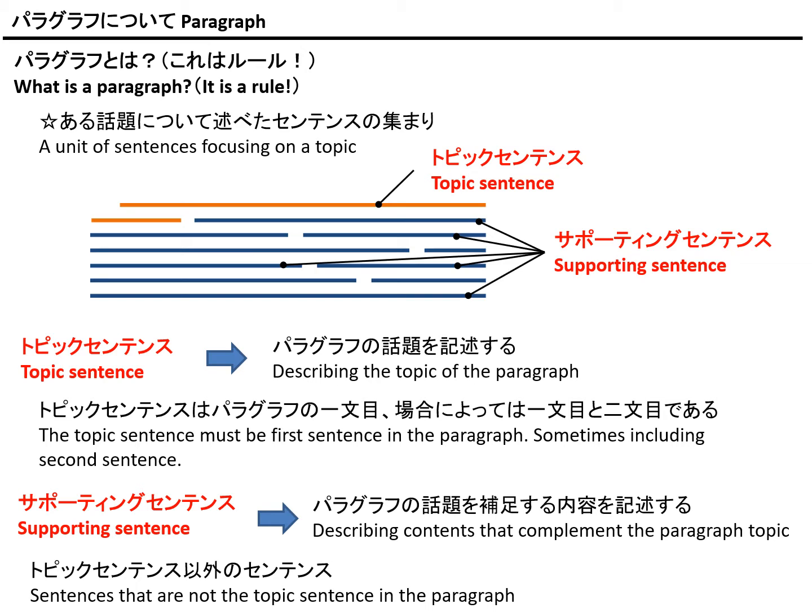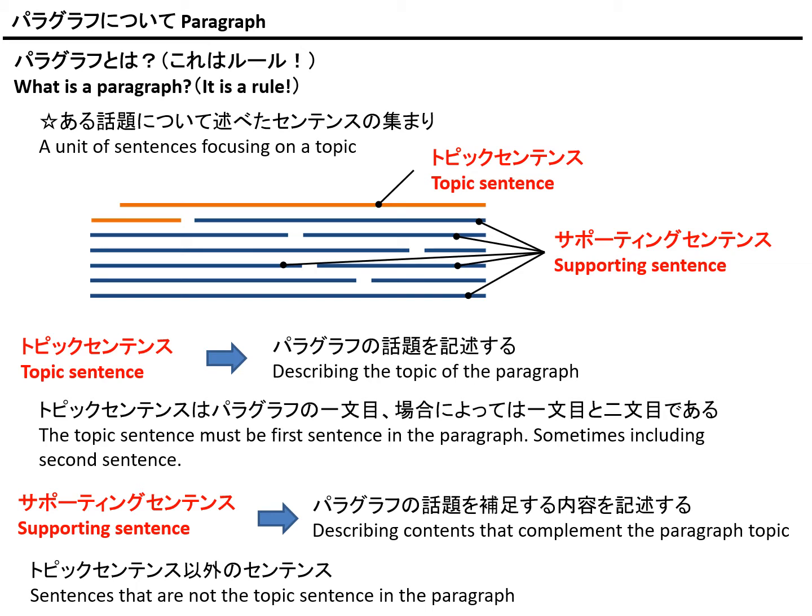Actually, the topic sentence describes the topic of the paragraph. The topic sentence must be the first sentence in the paragraph, and sometimes it may include the second sentence as well, but actually I don't recommend doing this. The other sentences are called supporting sentences.